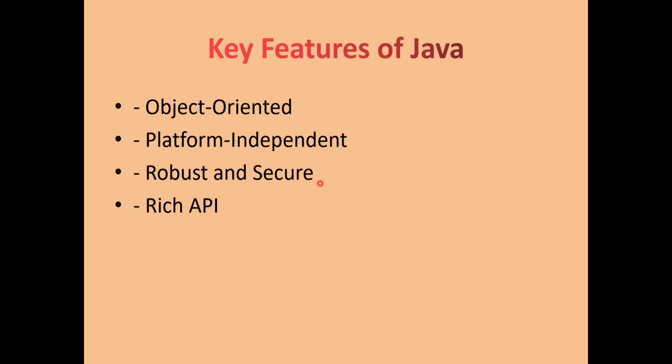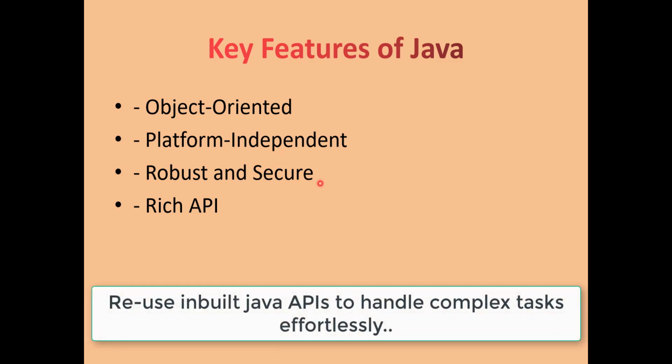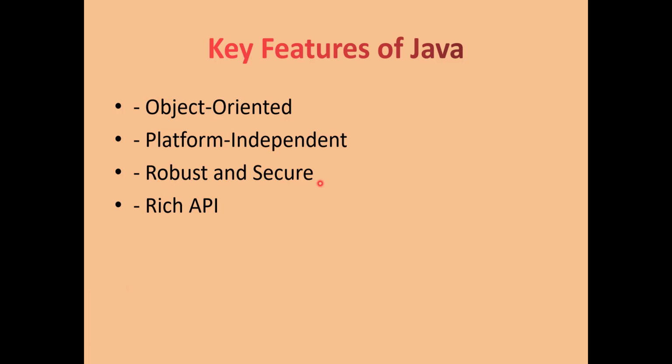Rich API. That means Java contains lots of classes and lots of methods in the APIs, which can be used to perform complex tasks in your automation. There are different tasks like networking and database connection we need to do. Then we need to parse different files, like read and write Excel. Then we need to parse XMLs as well. All these things will definitely help in reducing overall development time.